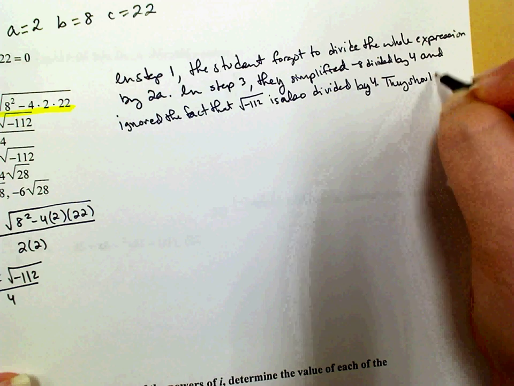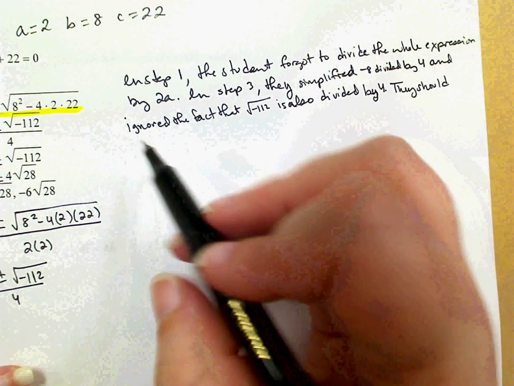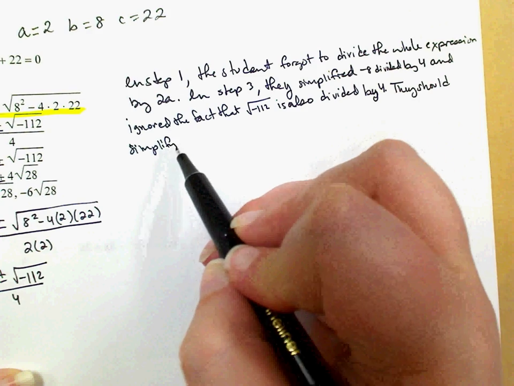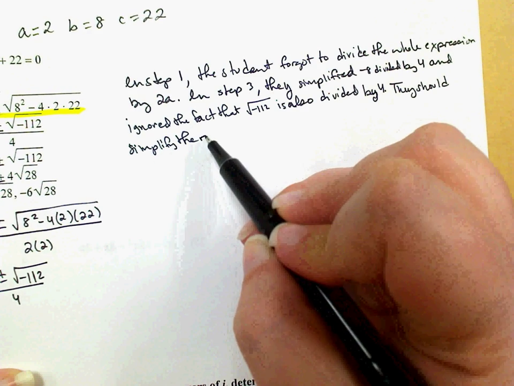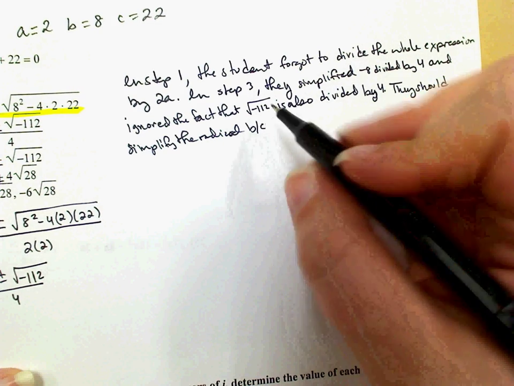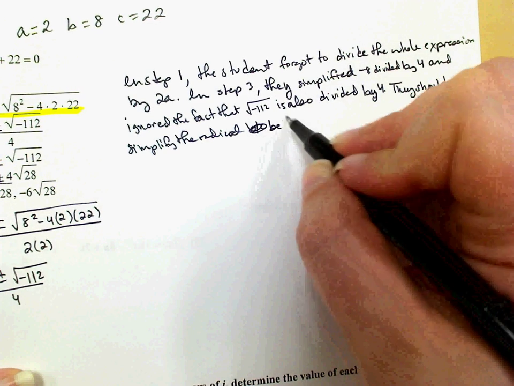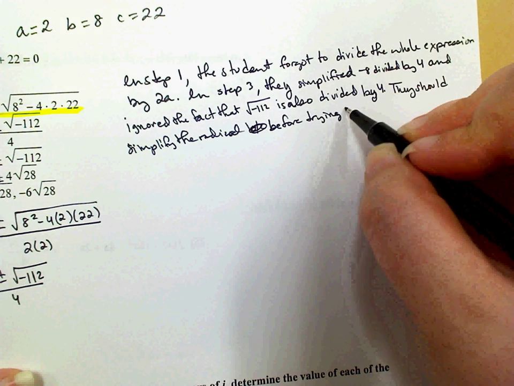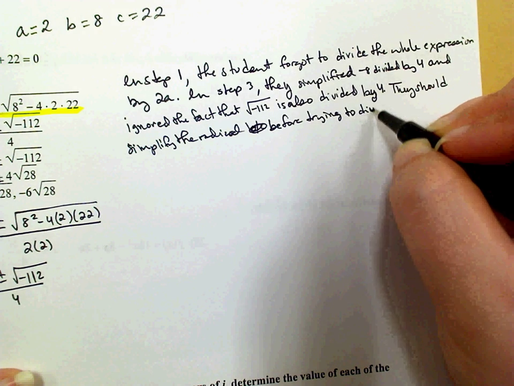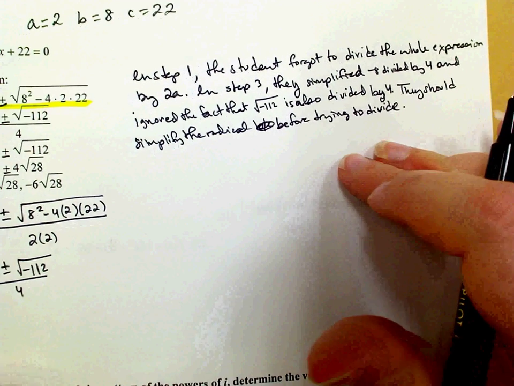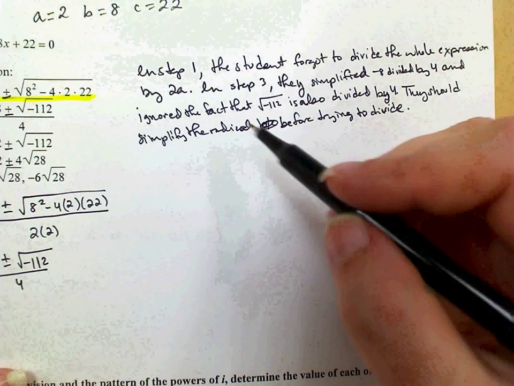Now, as far as what they should do, which you don't have to explain, they should simplify the radical before trying to divide. And that is true. I mean, they should definitely do that. But it doesn't address the fact that that is wrong.